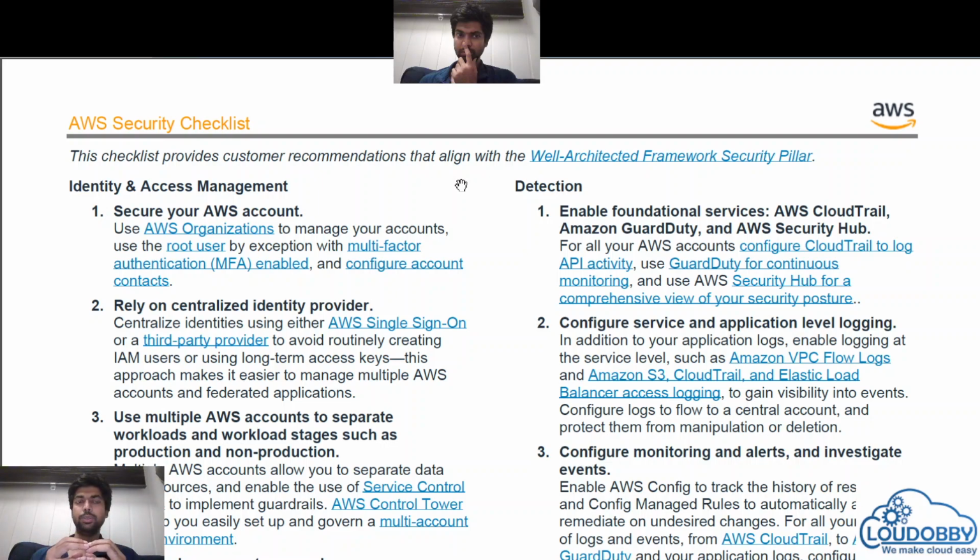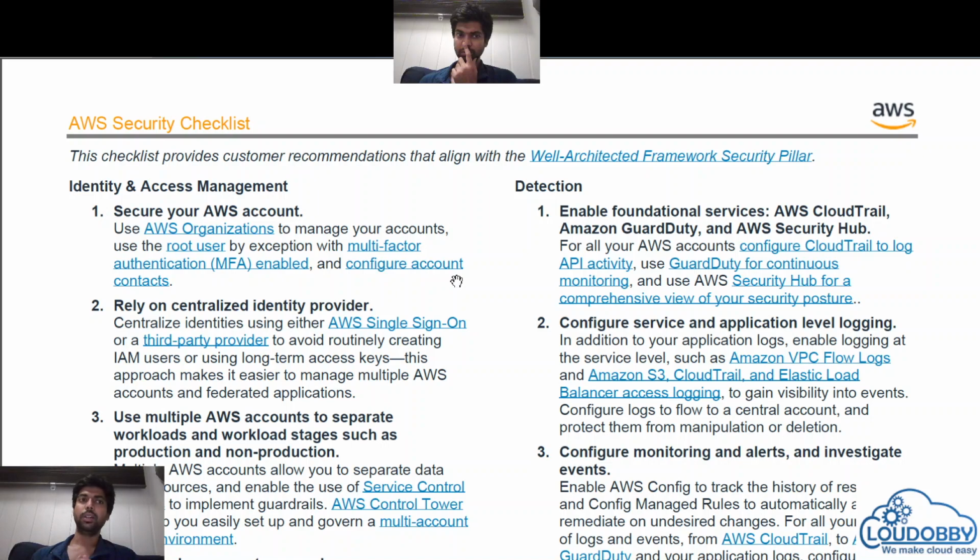Use the root user by exception with multi-factor authentication enabled and configure account contacts. It's very important that you always avoid using the root user and use multi-factor authentication. You will have your password and you will get your OTP. Every user using the AWS account will receive the OTP on their mobile. So when they put the OTP, it logs in. So it makes your account secure.